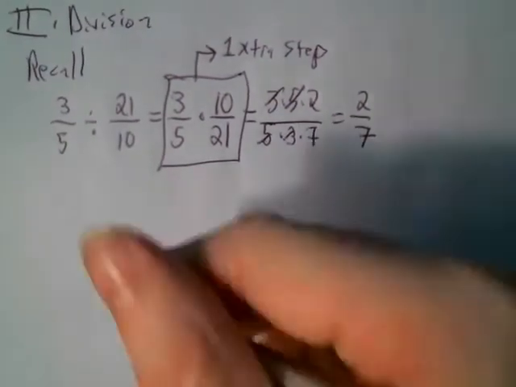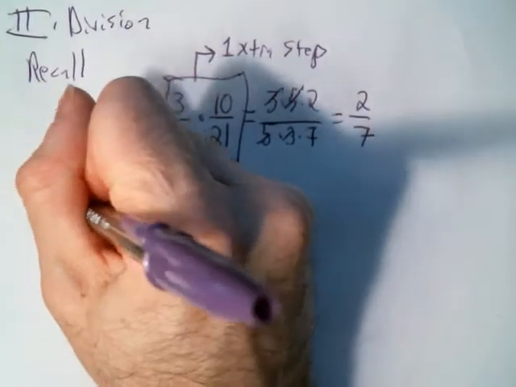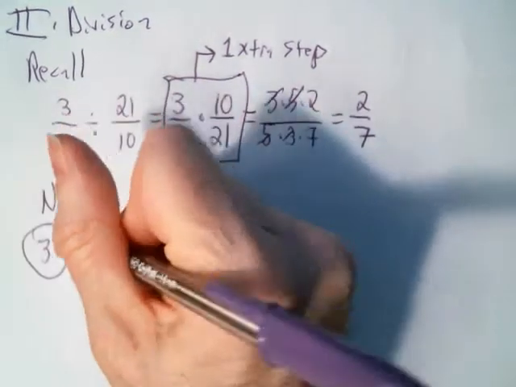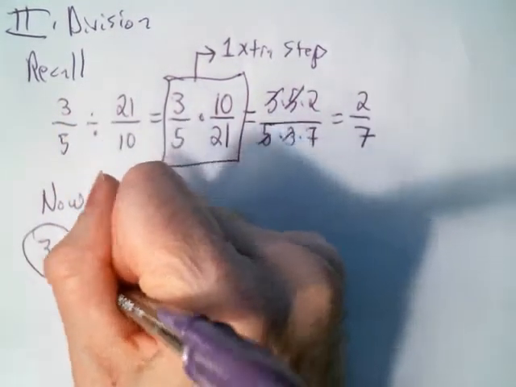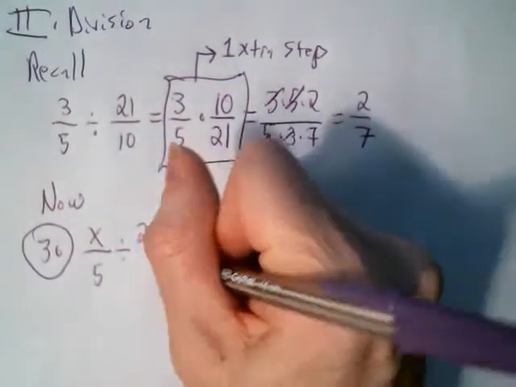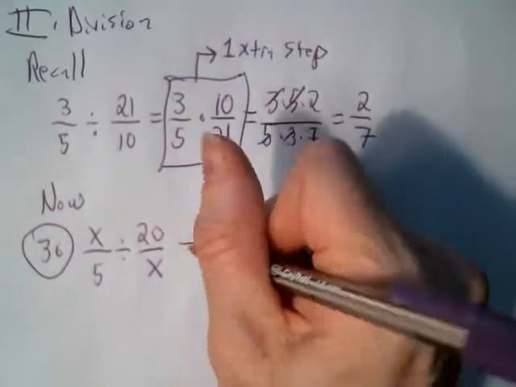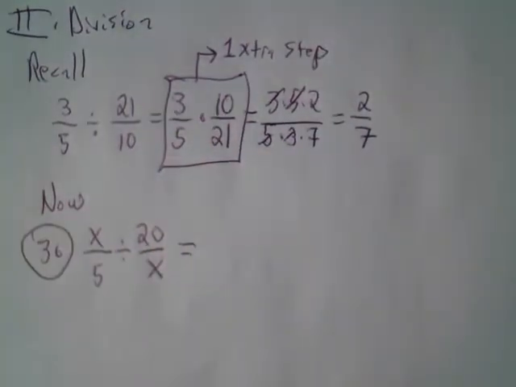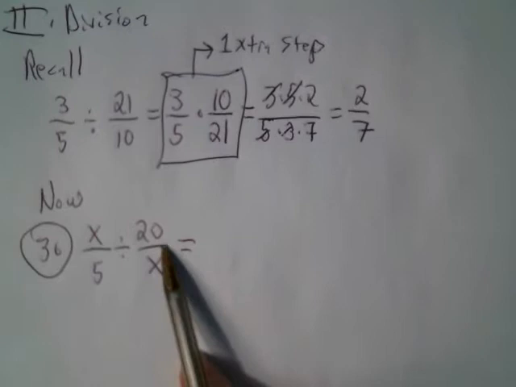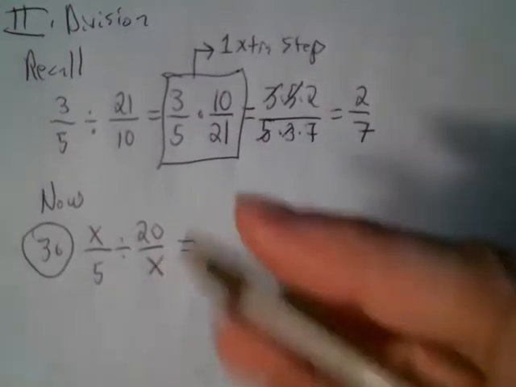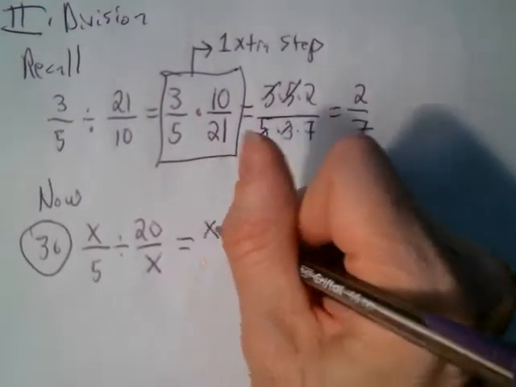Okay, so let's hit a bunch of these. Number 36, you have x over 5 divided by 20 over x. So it's very, very tempting to simplify this right off the bat, right? You think, oh, 5 goes into 20 4 times, and now be patient, okay? So they're trying to trick you.